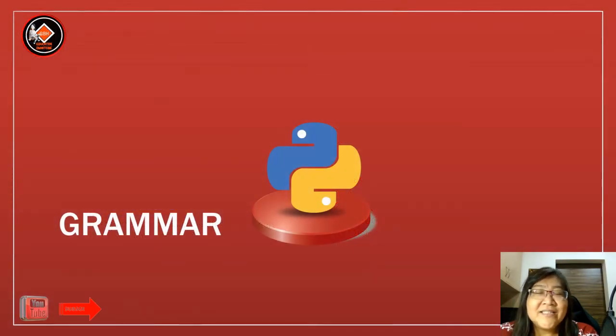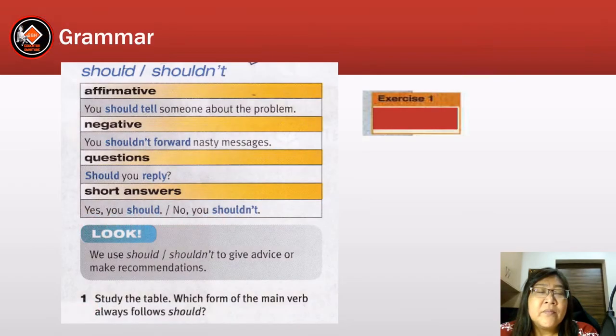Dear students, let's continue with grammar. For grammar, today you're learning should or shouldn't. So here we have 4 types of sentences. We have affirmative or the positive, negative, questions and short answers.